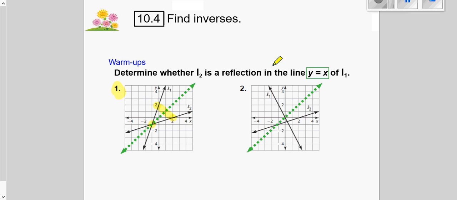What about number 2? If you were to fold it in half on this line, do the two sides match? No, they do not. Like this point, if we go perpendicular to the line and go that far on the other side, there would need to be a point right there, and there is not. So this one's a yes. And this one's a no.